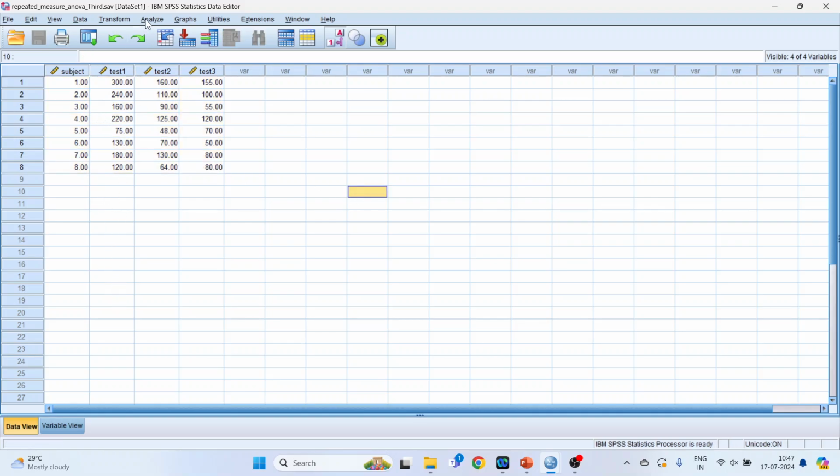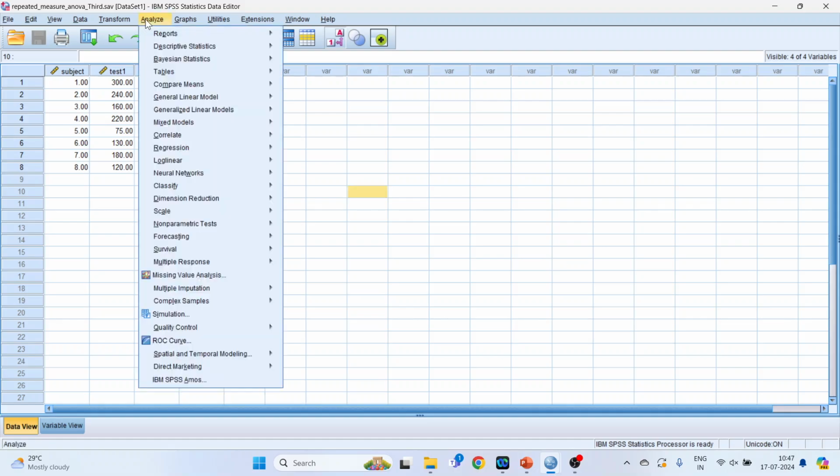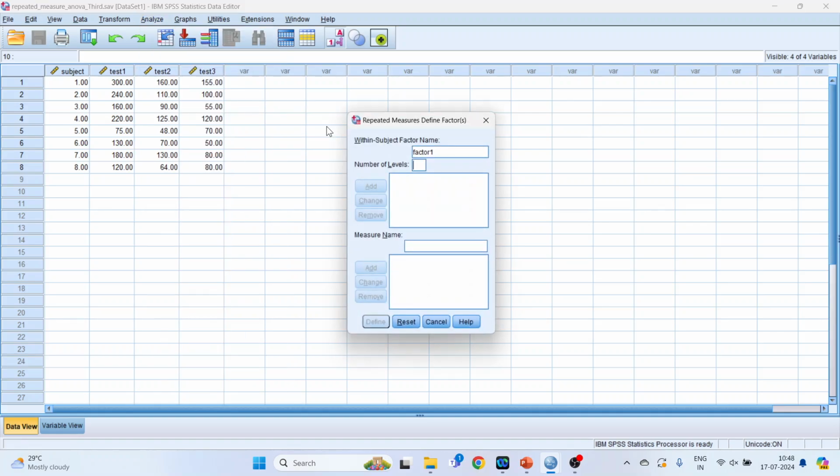So now we will go and analyze. Go to Analyze, General Linear Model, and activate Repeated Measures. Now write down here Time. How many levels are there? Three levels are there, T1, T2 and T3. Press Add, then Define.